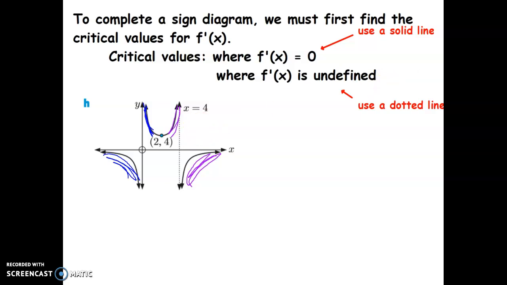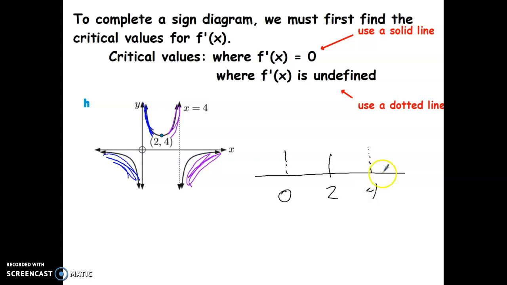So when we get ready to draw our sign chart, I can see that I have one critical value where the derivative is actually equal to 0. That's that minimum value that occurs at 2. And then I can see that I have two critical values where f prime of x is undefined. That's where I have my asymptote. So I have one at 0, so I'm drawing a dotted line for that, and I have another one at 4, so I'm drawing a dotted line for that.